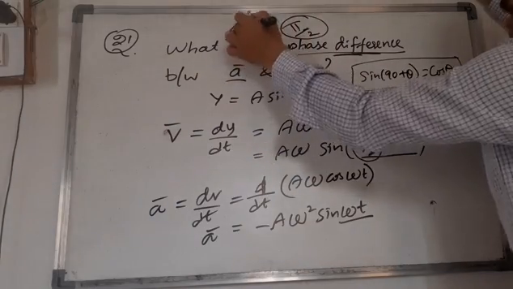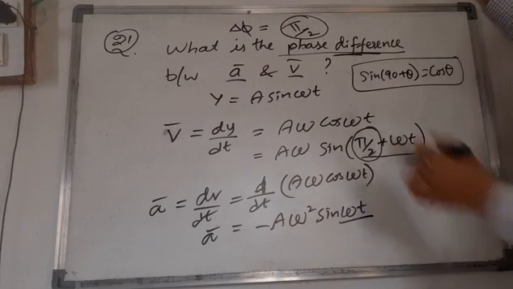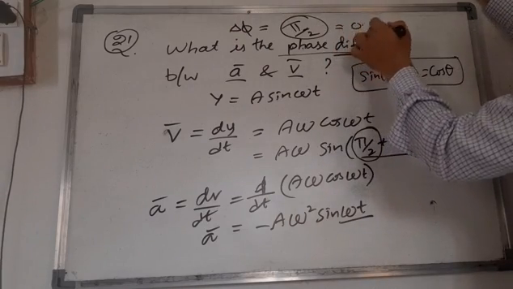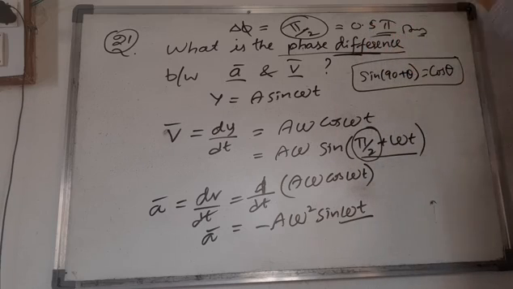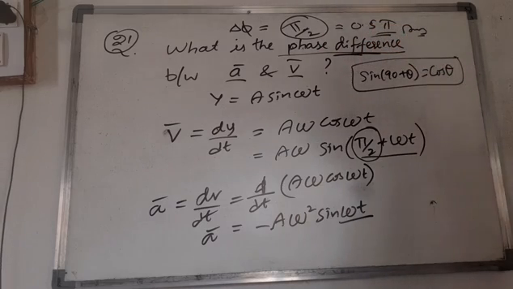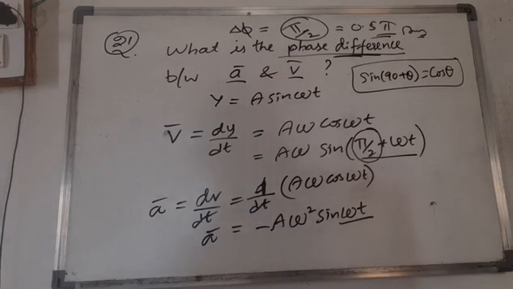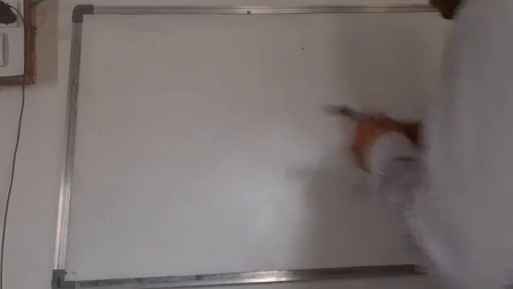That is denoted with delta phi. Pi by 2 can also be written as 0.5 pi, since 1 by 2 means 0.5. So 0.5 pi is our answer. Like this we can find. Next question, the 22nd question.